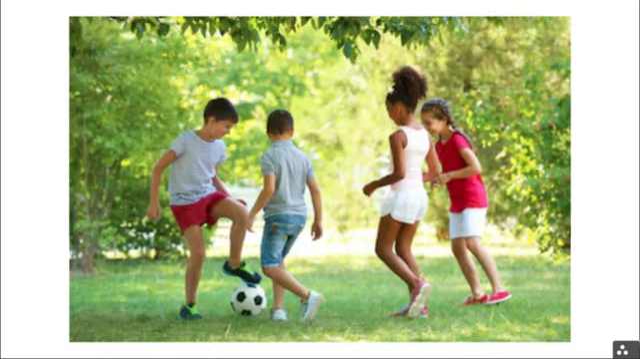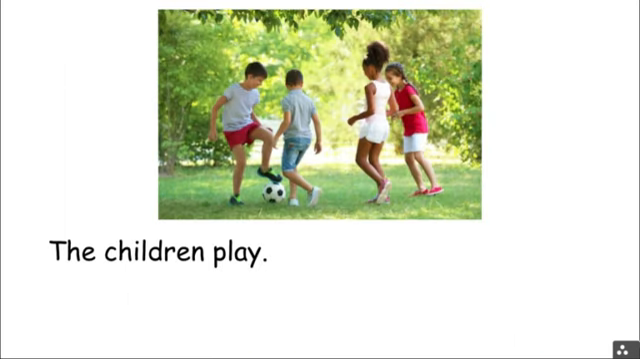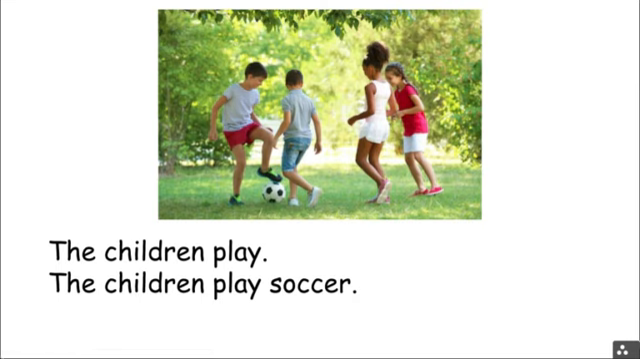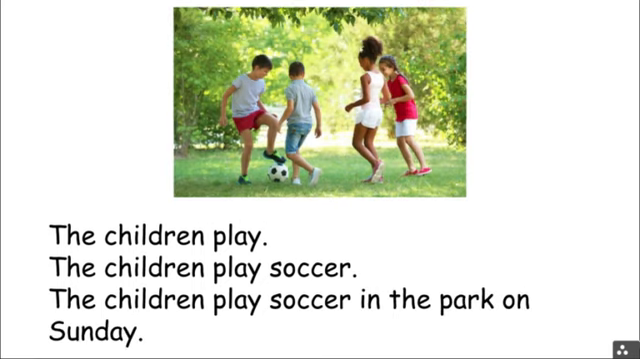Let's take a look at this picture. I see children playing soccer, maybe in the park. So let's write a sentence about this picture, a simple sentence. The children play. Again, it's a good sentence, but it's boring. Let's give more information. We can say the children play soccer. Again, a good sentence, but we can give more information. We can say the children play soccer in the park on Sunday.